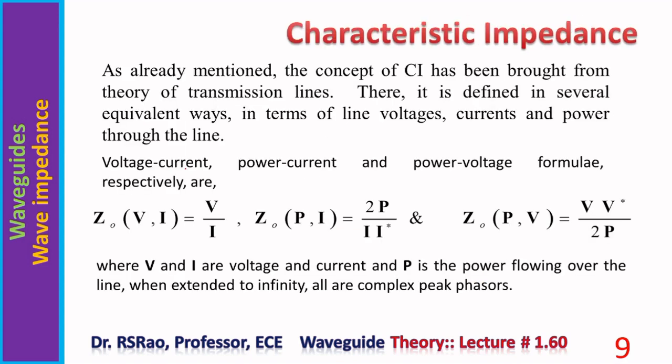Now we move to another impedance, that is characteristic impedance. As already mentioned, this parameter is imported from transmission line theory, and its main use is in calculating the impedance of the load that accepts the entire signal without giving any reflections. Some more points we will discuss here.